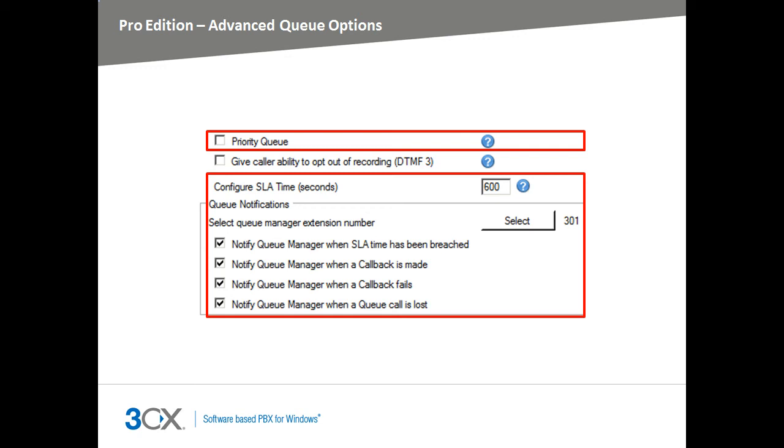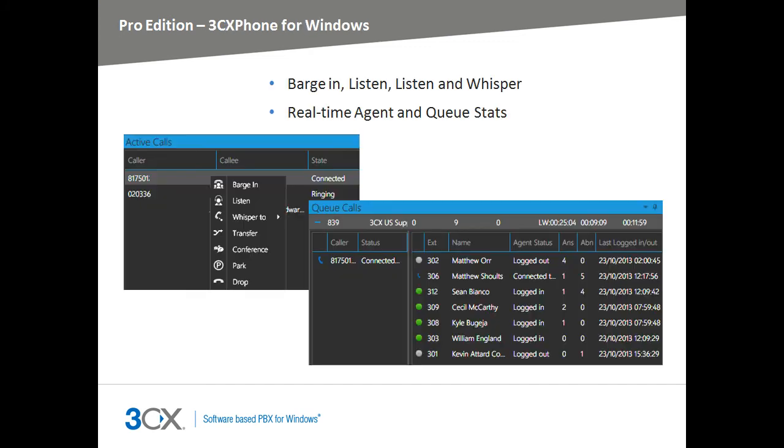The Professional Edition also gives you the ability to configure your service level agreement requirements. When the SLA period expires, a notification is sent to the administrator. Finally, you can enable various email notifications which are sent to the queue manager, such as when a callback is made, when a callback fails, or when a queue call is lost.